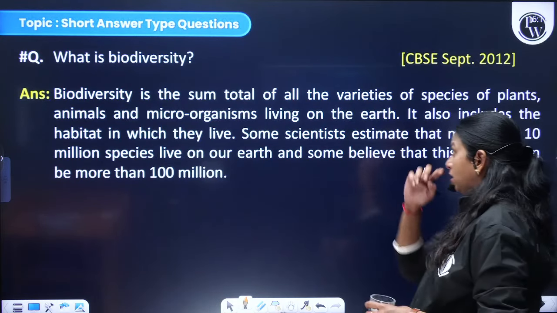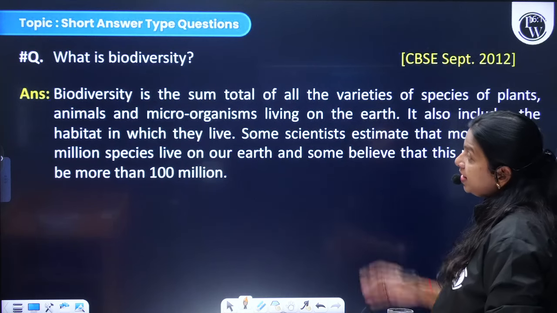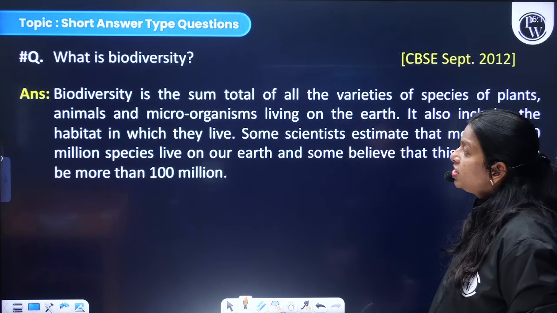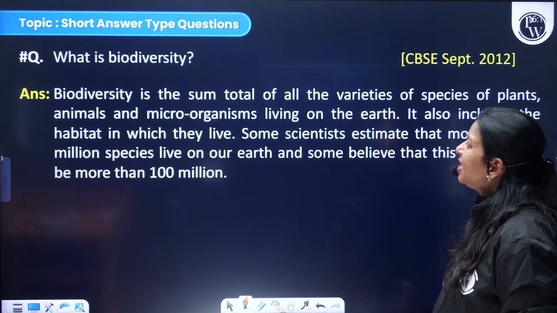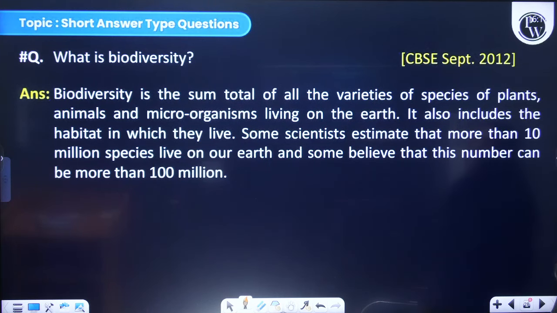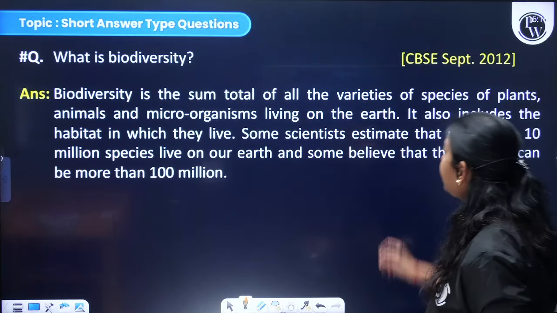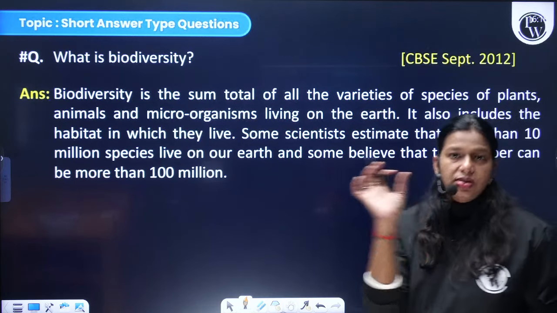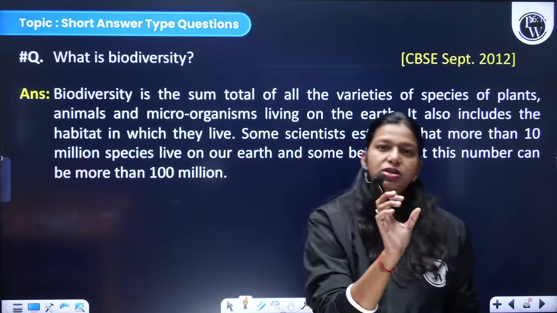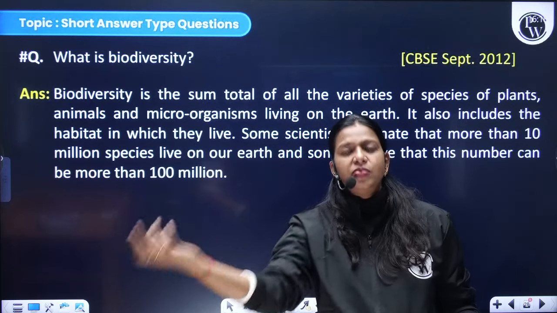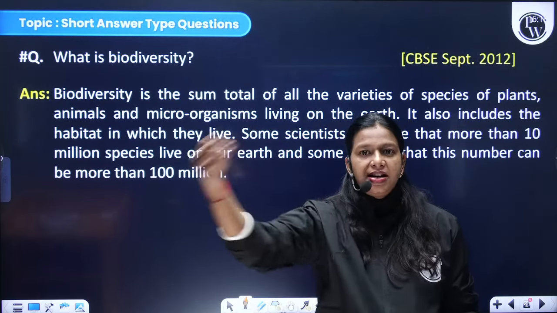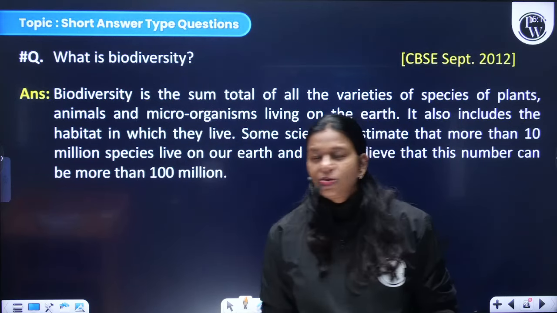What is biodiversity? This has come in 2012. Biodiversity is the sum total of all the varieties of species of plants and animals and microorganisms living on the earth. So, two terms are collectively used here. Bio is anything which is living. Diversity is in diverse forms, in diverse species.